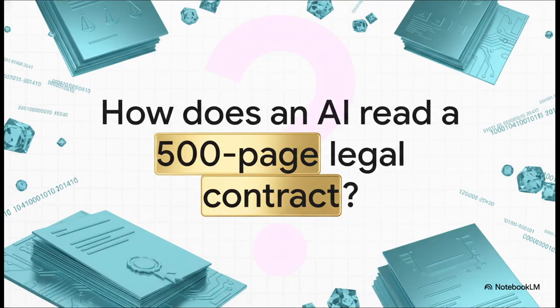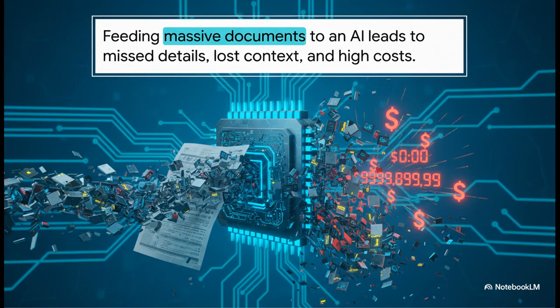Okay, so picture this. You've got a 500-page legal contract. How in the world do you get an AI to read it? I mean, you can't just upload the whole thing and cross your fingers, right? Large language models have a limited attention span, what we call a context window, and just forcing a huge amount of information on them at once, well, it just doesn't work. And if you try, the AI just chokes.